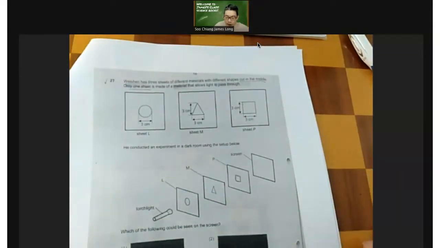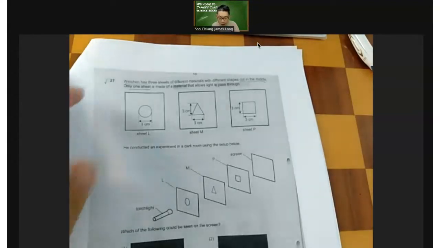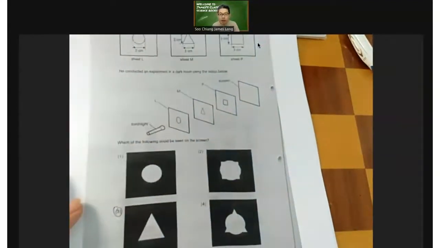I'm going to go through this here. Weishan has 3 sheets of different materials with different shapes cut out in the middle. Only one sheet is made of a material that allows light to pass through it. He conducted an experiment in a dark room using the setup below. So what is the following thing that you see on the screen?